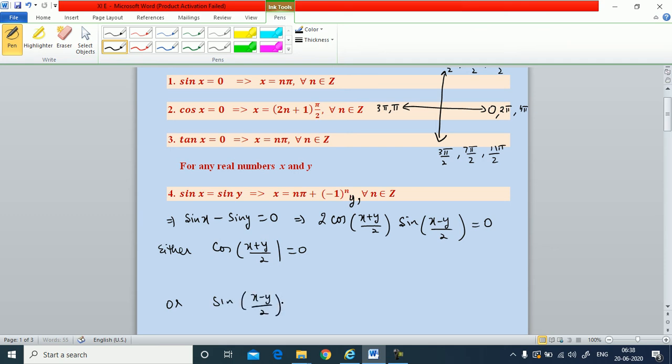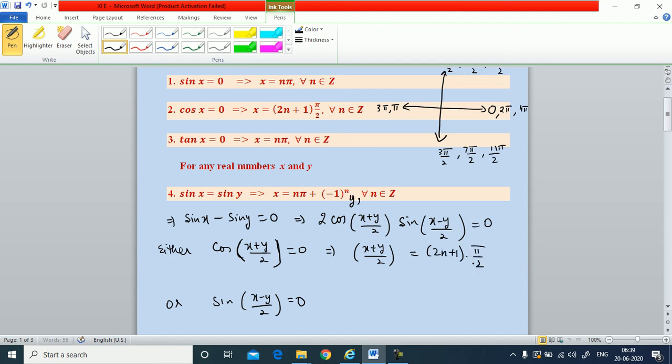So we are going to explore these two conditions and see what will be the relation between x and y. Okay, look at equation 2. Whenever cosine of a certain angle is 0, that angle can be written as an odd multiple of pi by 2. So you can see cos of this angle is 0. That means this angle can be written as an odd multiple of pi by 2.